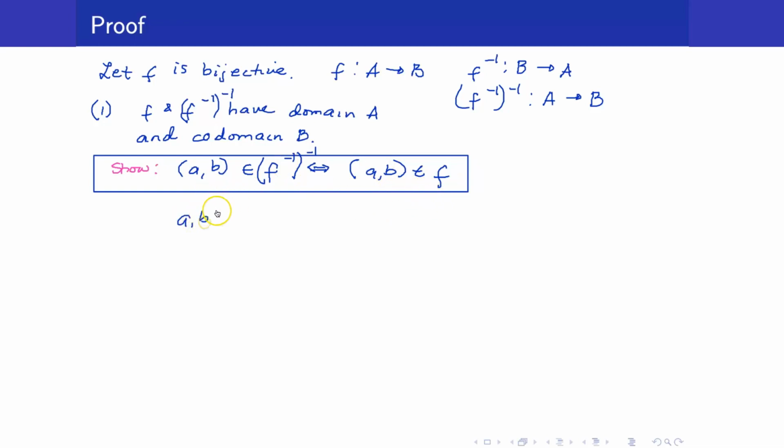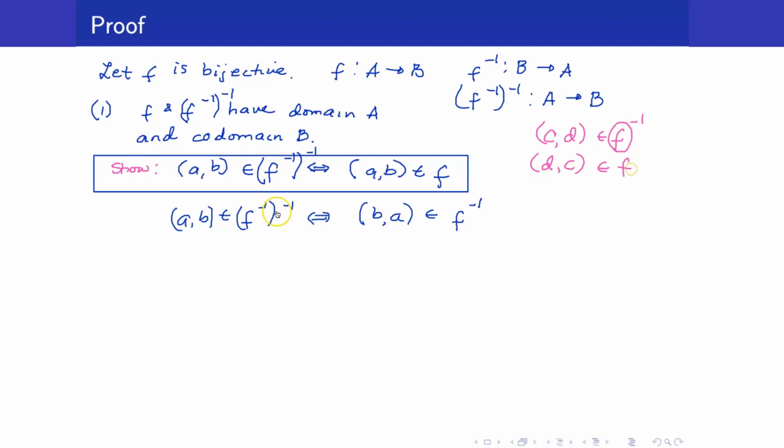Okay, so let us show that this is really true. So we have (a, b) is an element of the inverse of f inverse. So this means that when we invert, this is an element of f inverse, correct? Remember, let me just write (c, d), you might be confused there. If you have (c, d) an element of f inverse, what does this mean? When you invert, (d, c) is an element of this function f, correct?